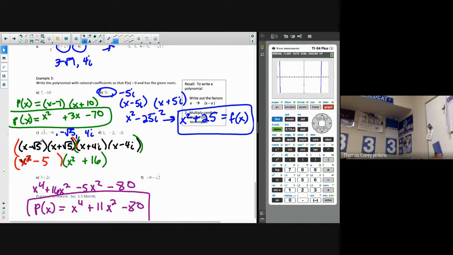So let me just do D and then F, and then we'll call it a day. It would just take forever for me to show all these, all right? So if it has negative 9 minus the square root of 2, you'd be tempted to say the conjugate is 9 plus the square root of 2, but it's actually negative 9 plus the square root of 2. So just be careful with that.